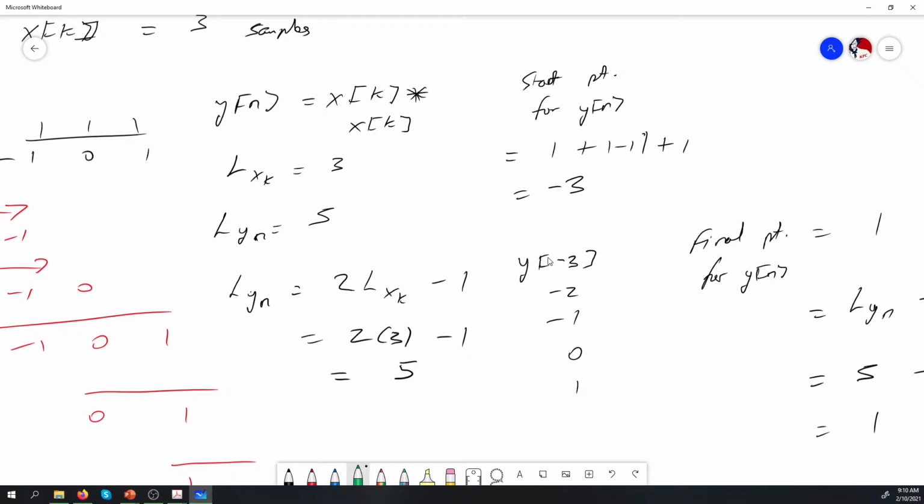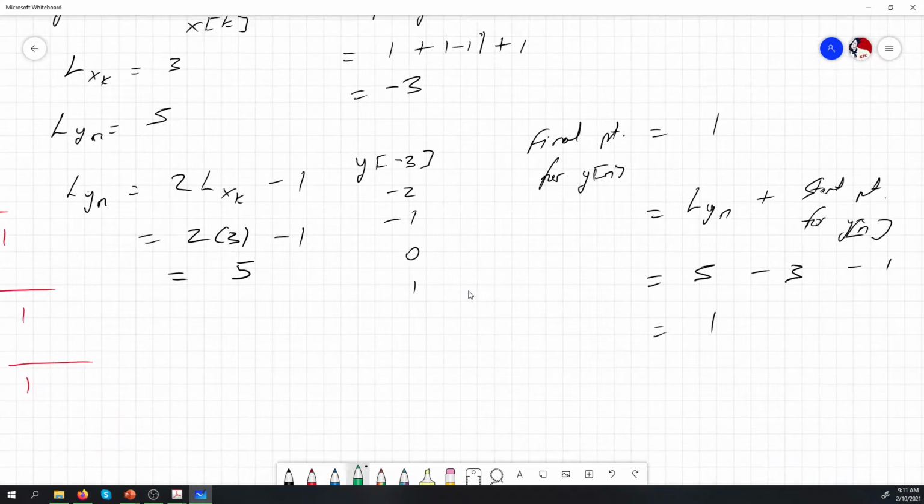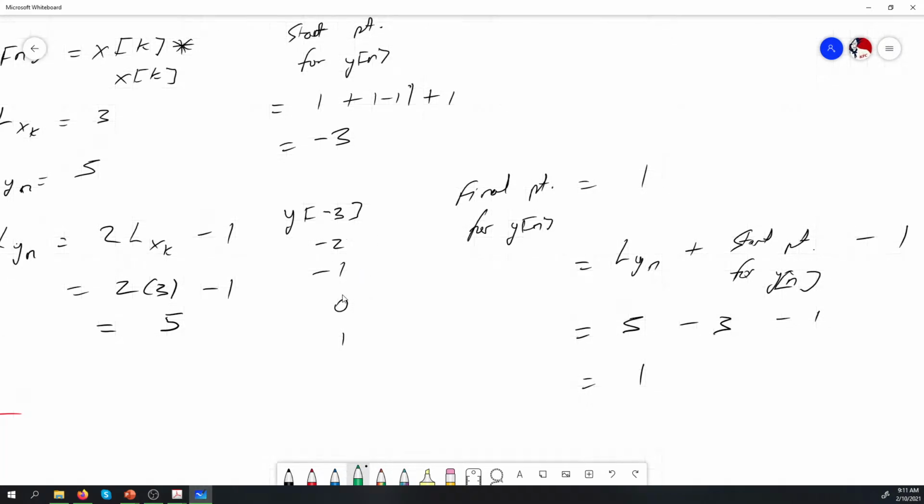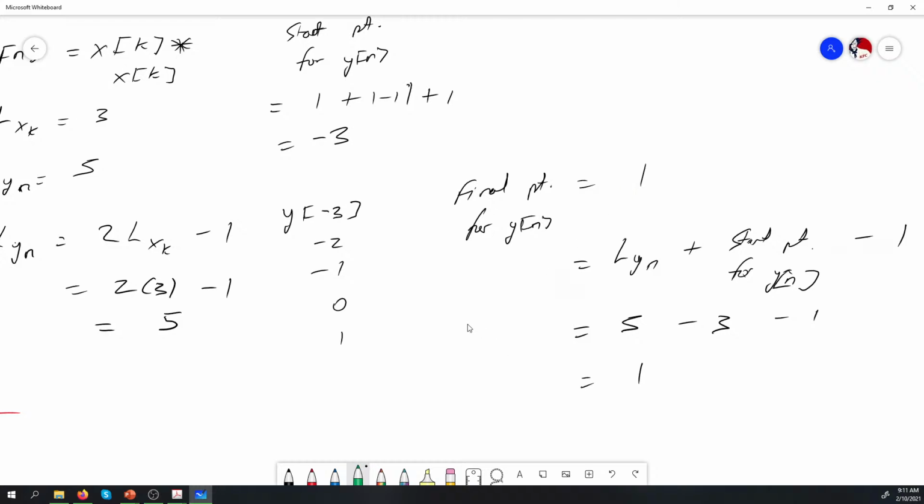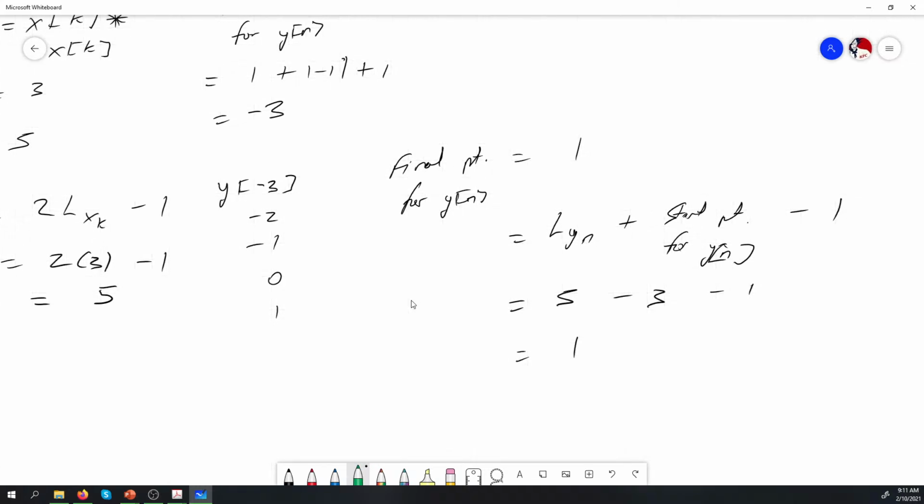We know the start point here is going to be at y of -3, so we need to figure out what our 5 values, or 5 indexes, are going to be. So we go -3, -2, -1, 0, 1. These here are going to be 5 values. And we have the start point and the length in particular, right? So we know from doing our manual evaluation that the final point for y of n here was +1. But in formulating the equation, I'm going to rub this off to show you why we need to put in that -1.